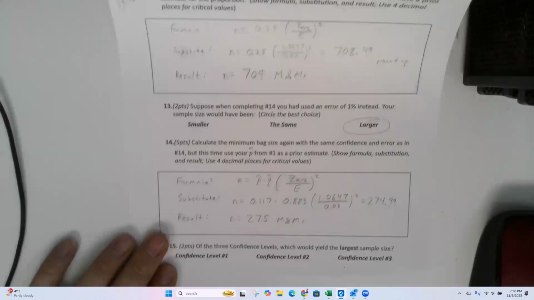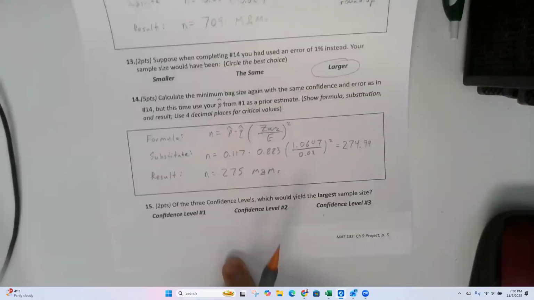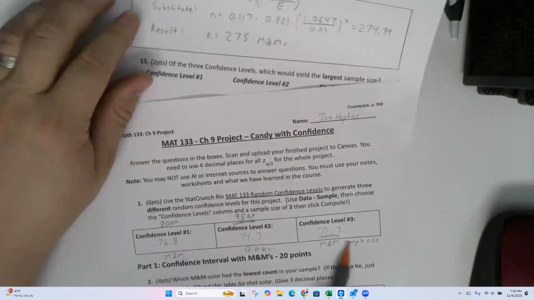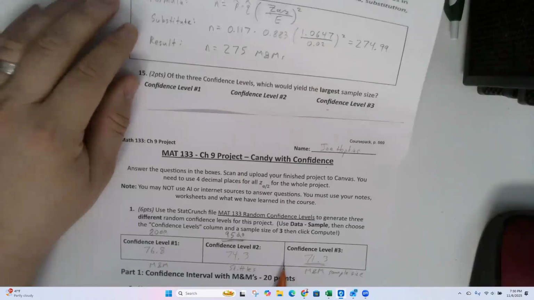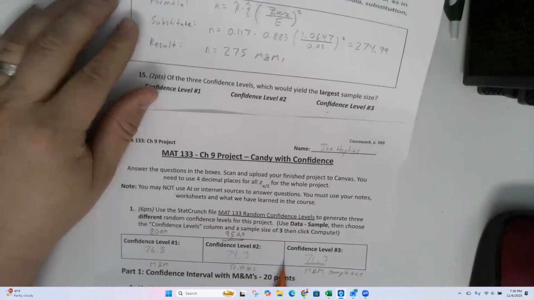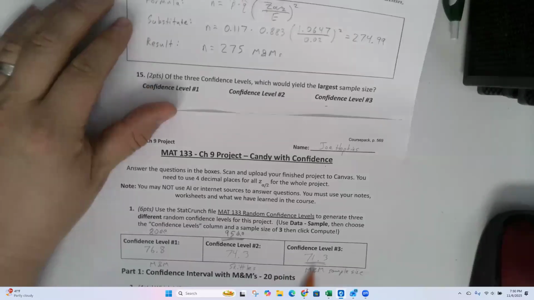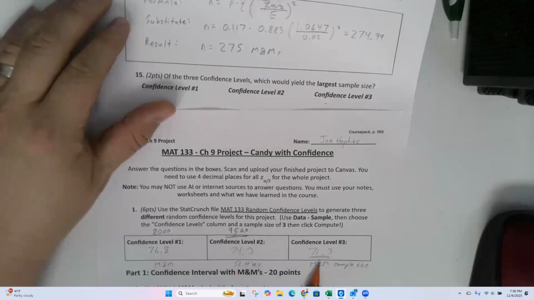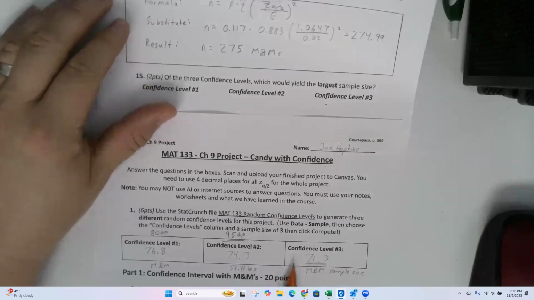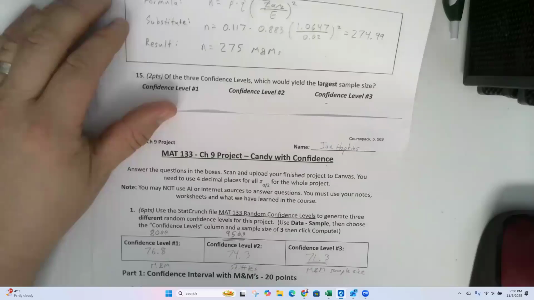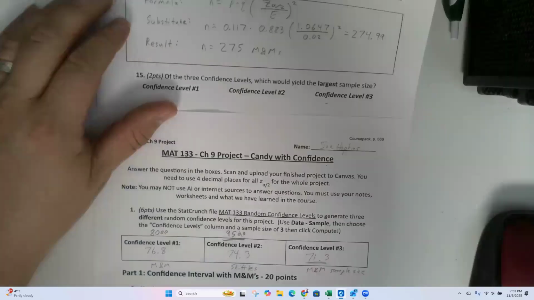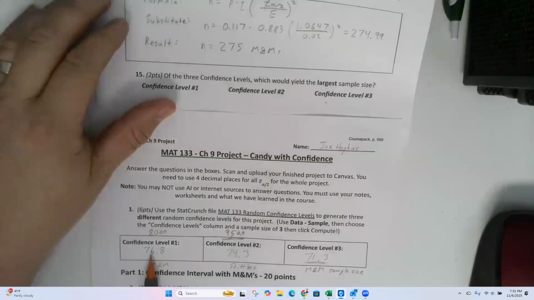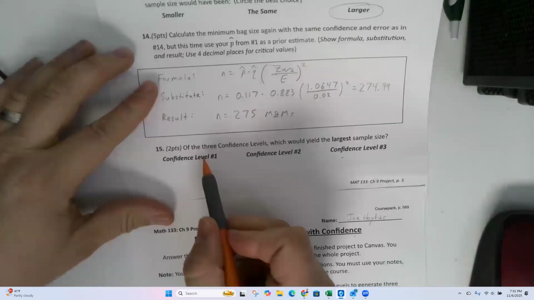All right. Lastly, of the 3 confidence levels, so here's my 3 confidence levels that I had at the start. Which one would yield the largest sample size? So largest sample size would be the most accurate. So which of these 3 is the most accurate? Number 1, yep. For me, it's number one. For you, whichever one of these is the highest. Whichever one is the highest, that's the one you're going to circle, okay?